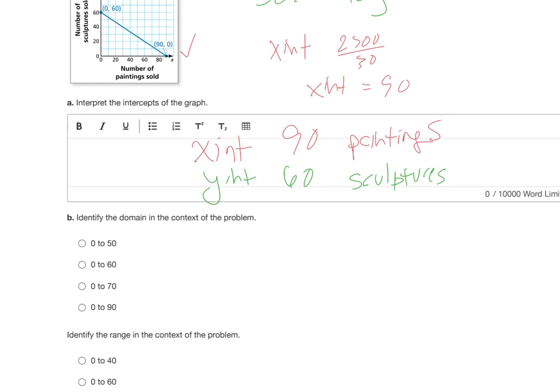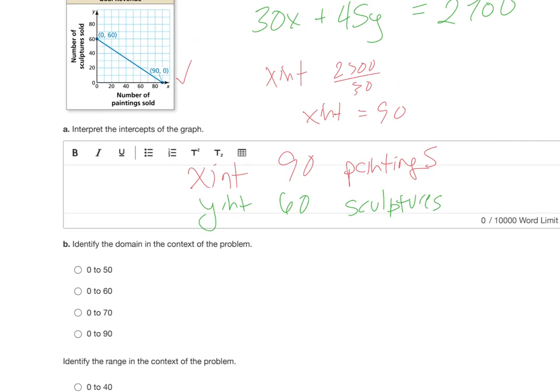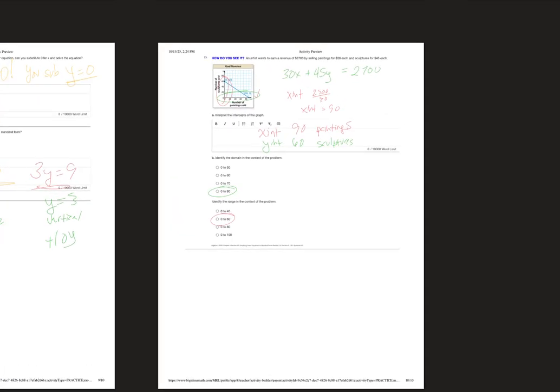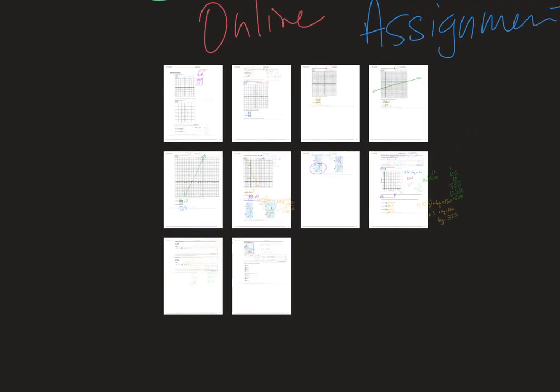Identify the domain in context of the problem. The domain would be 0 to 90 because we could sell between 0 and 90. And the range would be 0 to 60 because we could sell between 0 to 60. And that's it. There we go.